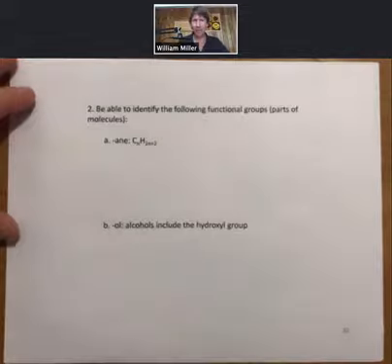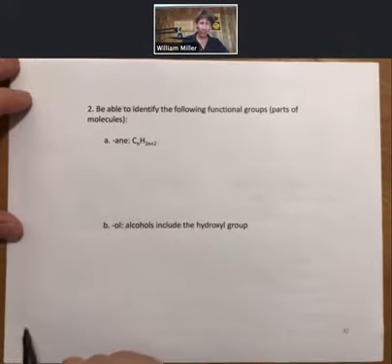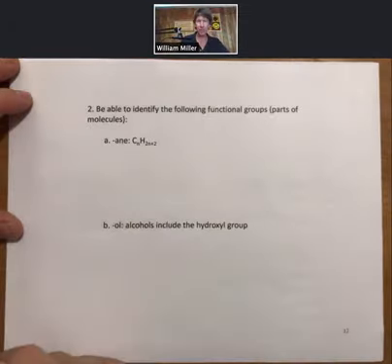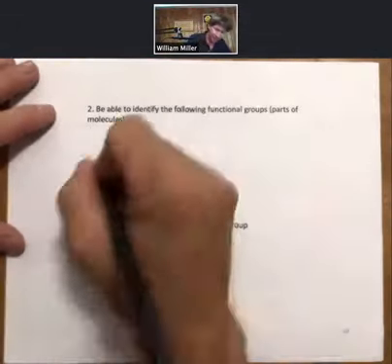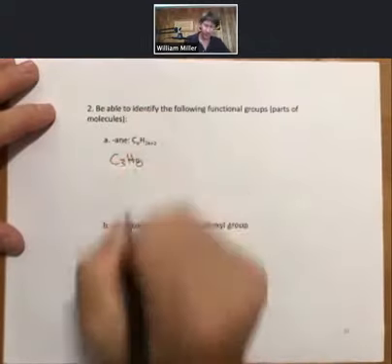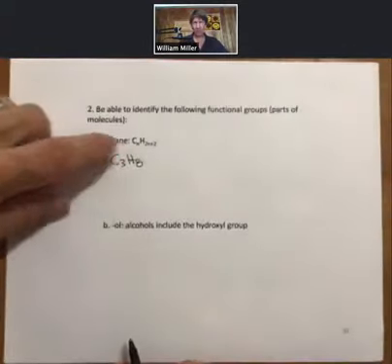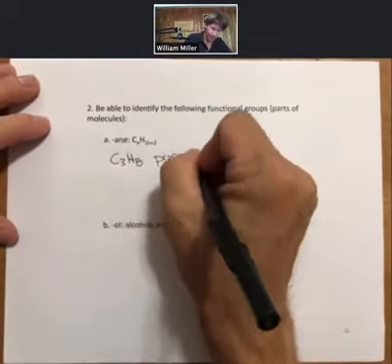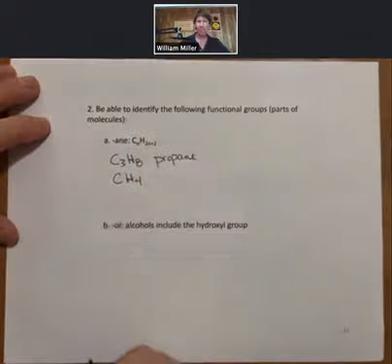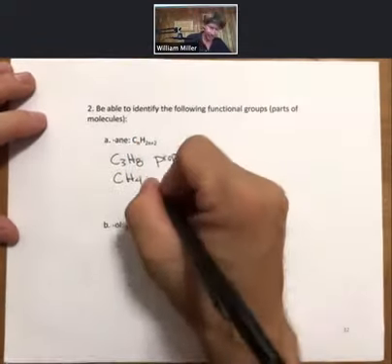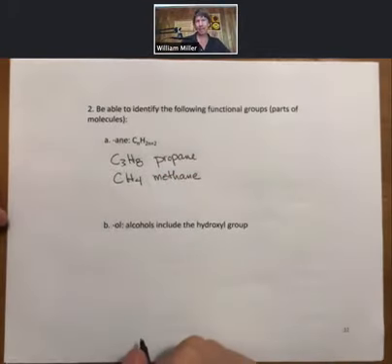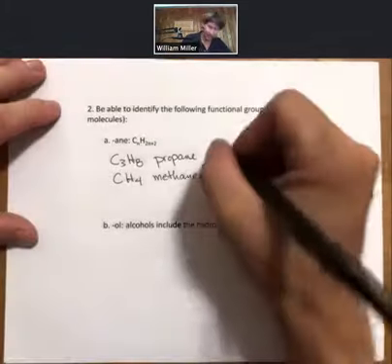Anytime you see something with the -ane ending, it will have the formula CnH2n plus 2. For example, C3H8 follows this formula, and it is propane. CH4, methane. And the -ane ending signifies that all carbon-carbon bonds are single bonds.